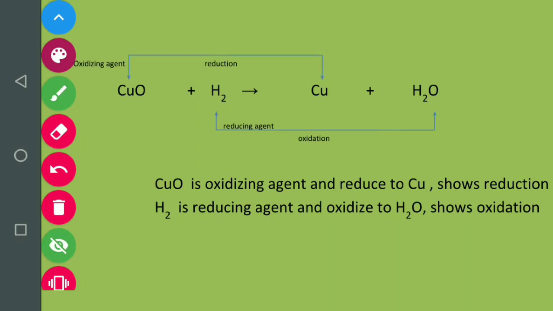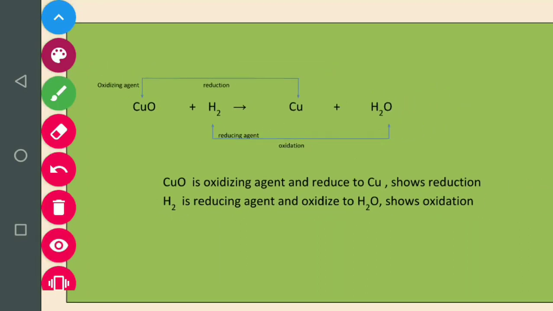It means copper oxide is the oxidizing agent, and it itself reduces to copper. And we can also say hydrogen is the reducing agent, and it itself oxidizes to water. Here it is written copper oxide is an oxidizing agent and reduced to Cu, shows reduction, and hydrogen is a reducing agent and oxidized to water, shows oxidation.